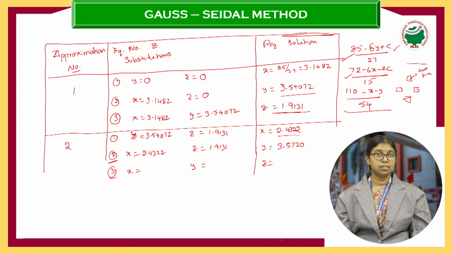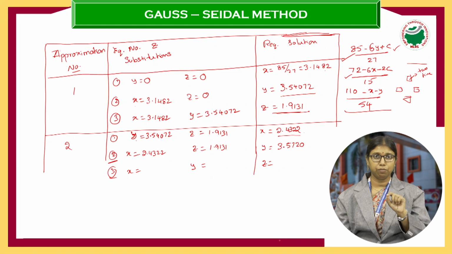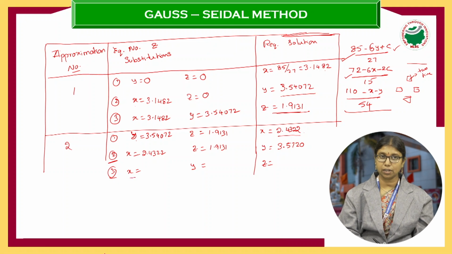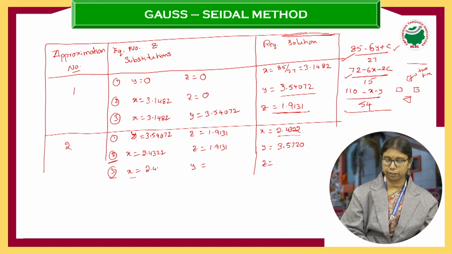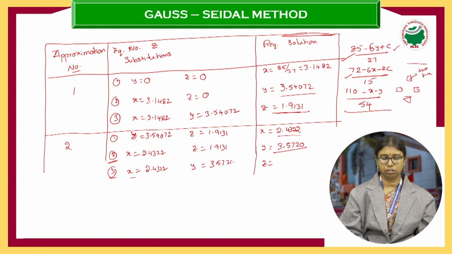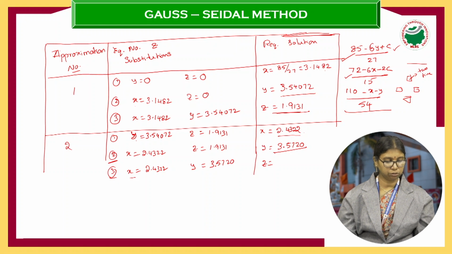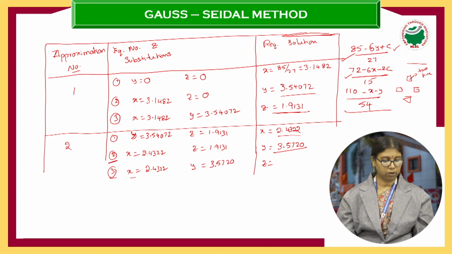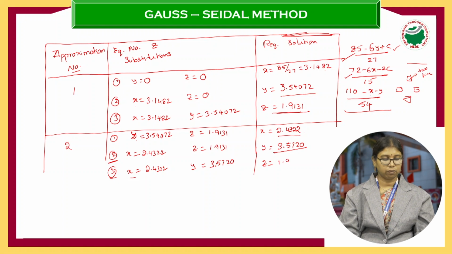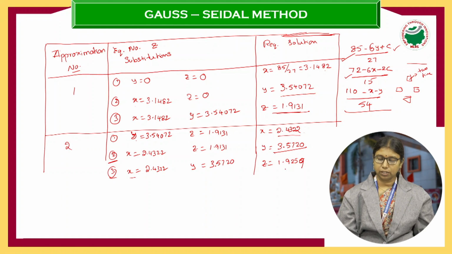Now press calc. See, once you got the required equation on the screen, then only you press the calc button. If you press the calc button, then it asks x question mark. The latest value for x is 2.4322 and for y is 3.5720. Now enter these two values. X is 2.4322 and y is 3.5720. Then it gives the z value as 1.9259. So now we got these three values.